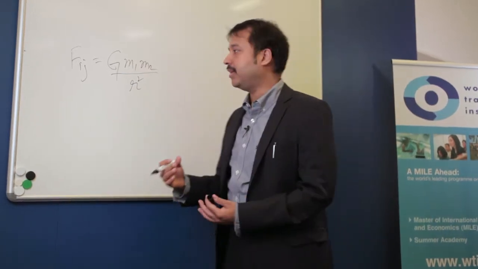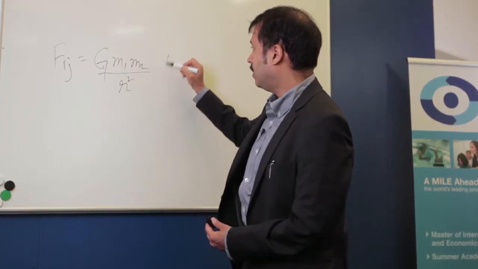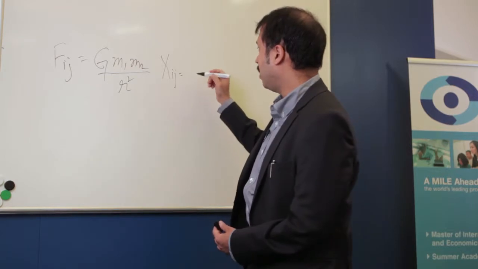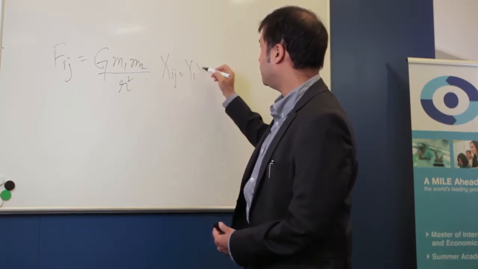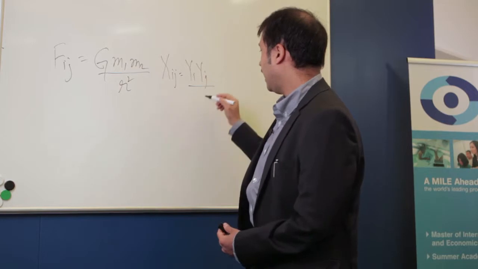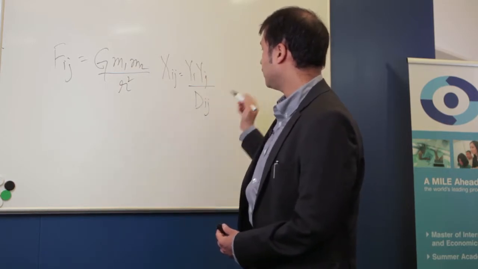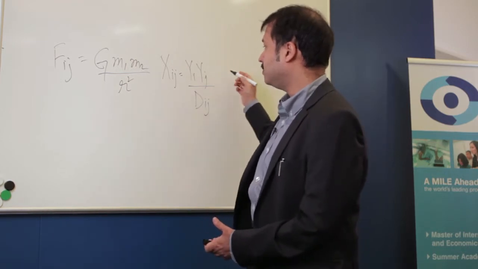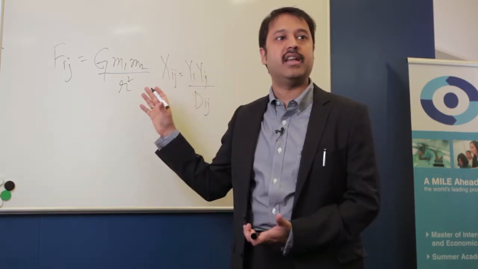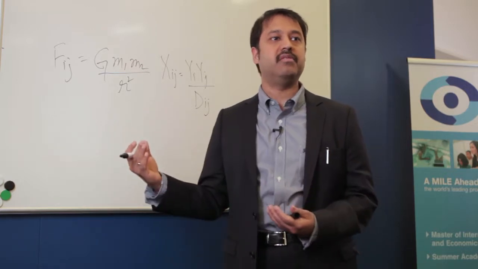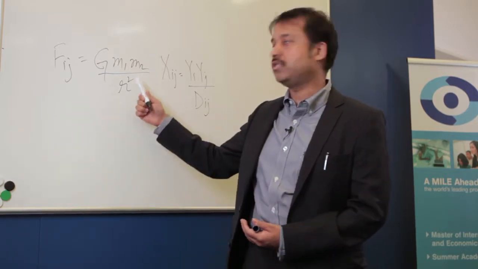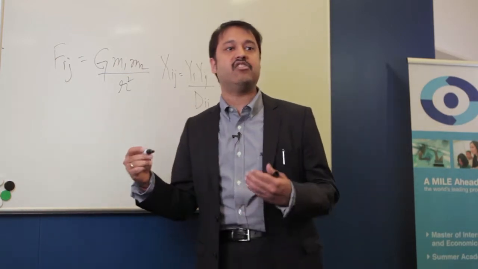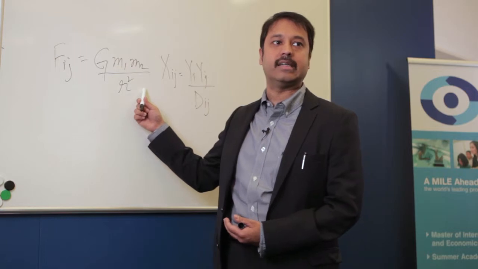In a similar way in economics, we say that exports from country i to country j depend on the GDP of countries i and j divided by the distance between these two countries. Now we can introduce different policy variables in this equation to find out what the impact of those policy variables has been on the exports from i to j. So for instance, if you wanted to find out whether a trade agreement has actually increased exports from i to j, we can do that.